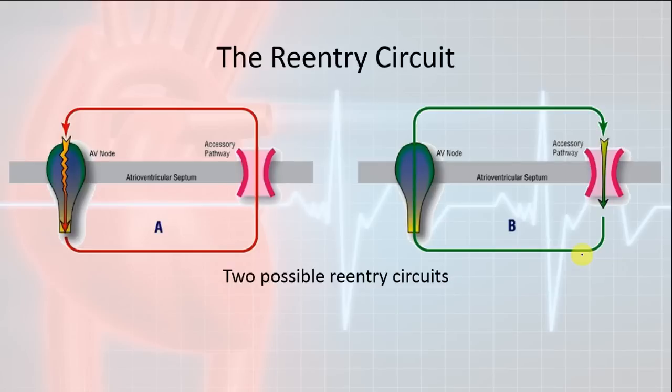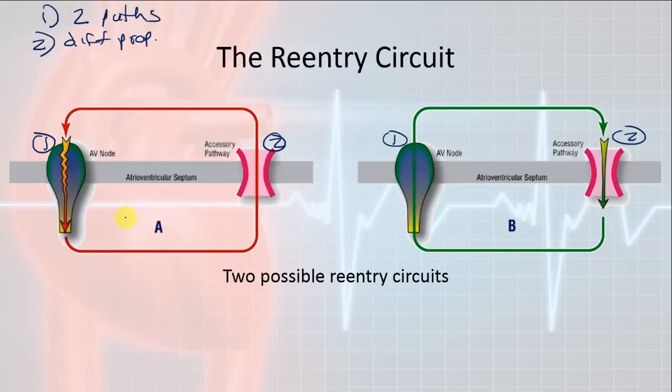Consider this. What are the three causes of a reentry circuit? First, you have to have two separate pathways. You have to have two paths. This is a path, and that's a path. This is a path, and that's a path. Do we have two separate pathways? Yes, we do. What's the second criterion for a reentry circuit? Different properties. Does the AV node have a different property than an accessory pathway? Yes, it does. Let's consider the third criterion.